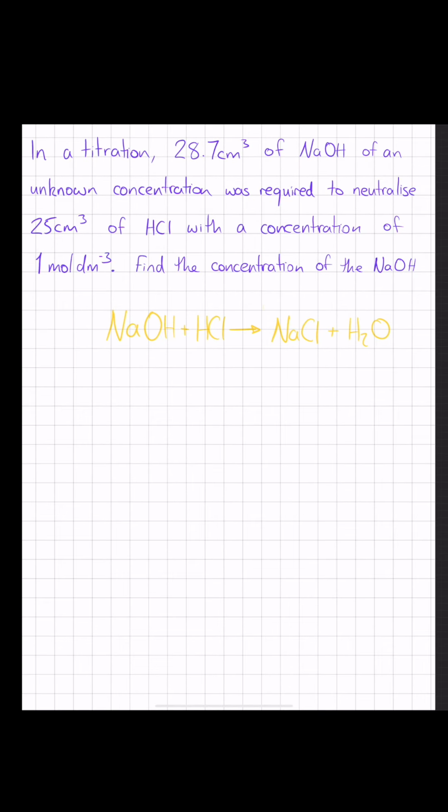In this titration example, we have a known concentration for HCl, but we're trying to find out the concentration of NaOH. So our first step is to find out the moles of HCl, which are known. So this time we'd use moles equals concentration times volume, as we're dealing with the concentration and volume. As our volume is given in centimeters cubed, we need to convert it into dm cubed by dividing by 1000. This gives a value of 0.025 moles of HCl.